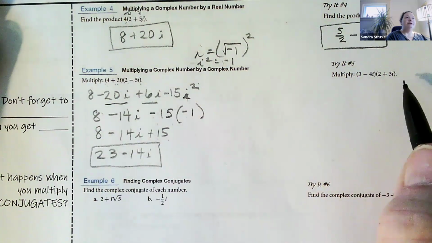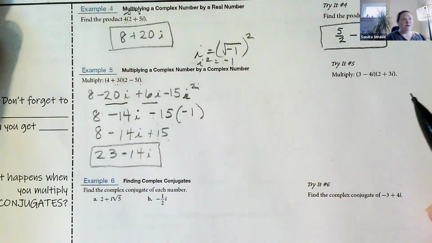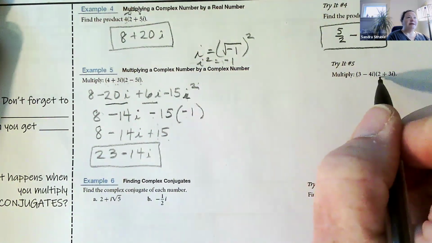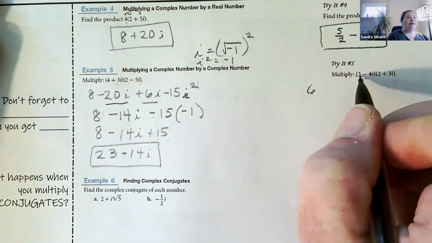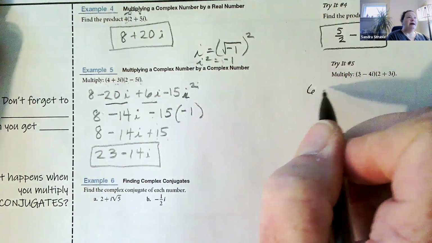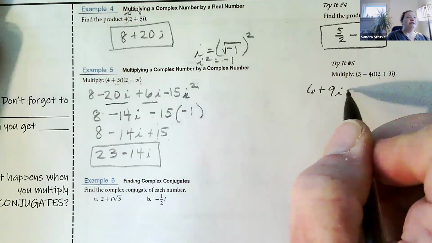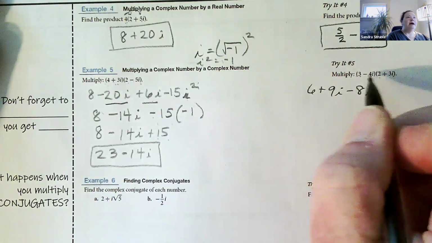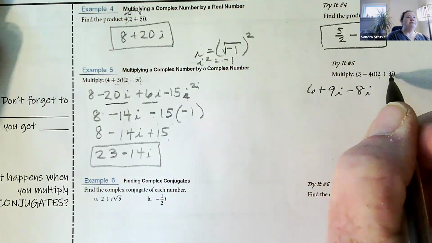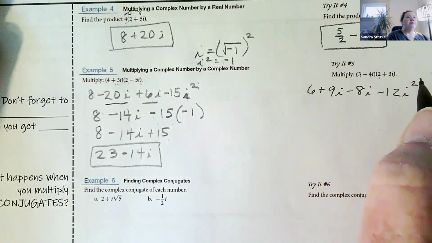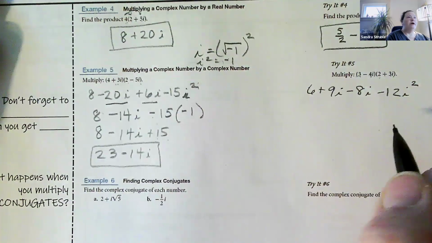You can come over here and go ahead and do the same thing with this one. This one I'm going to FOIL just to make it a little bit more different. 3 times 2 is 6. Outer is 3 times 3 is 9i. The inner is negative 4i times 2, which is negative 8i. And then negative 4 times positive 3 is negative 12, and that's an i squared. Remember, the i squared is going to be our negative 1.